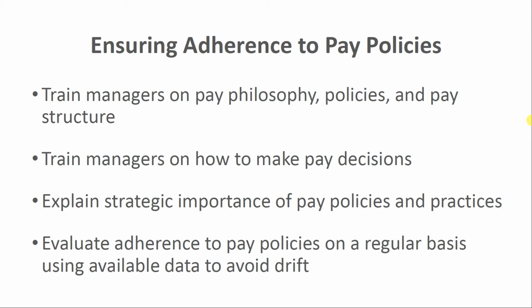Now, we can also train managers on how to actually make pay decisions. So train them on which factors and how they should weight things in determining how much to offer someone, as well as how much of a pay increase to offer someone or to allocate or distribute to someone. Now, what else can we do? Well, we can explain to managers and everybody else in the organization, including the employees themselves, the strategic importance of pay policies and practices and the value of adhering to those pay policies and practices, and potentially what would be the consequences if we did not.